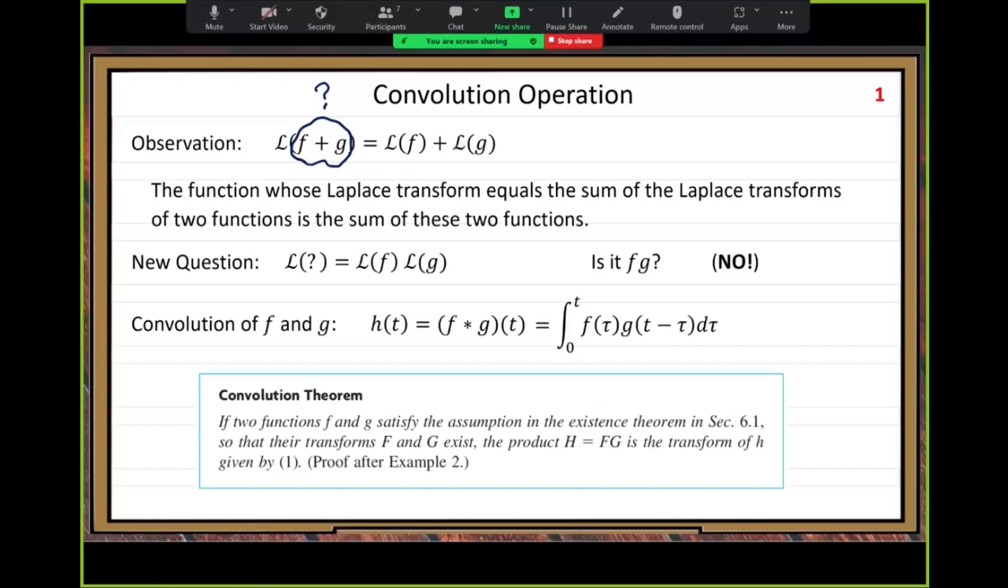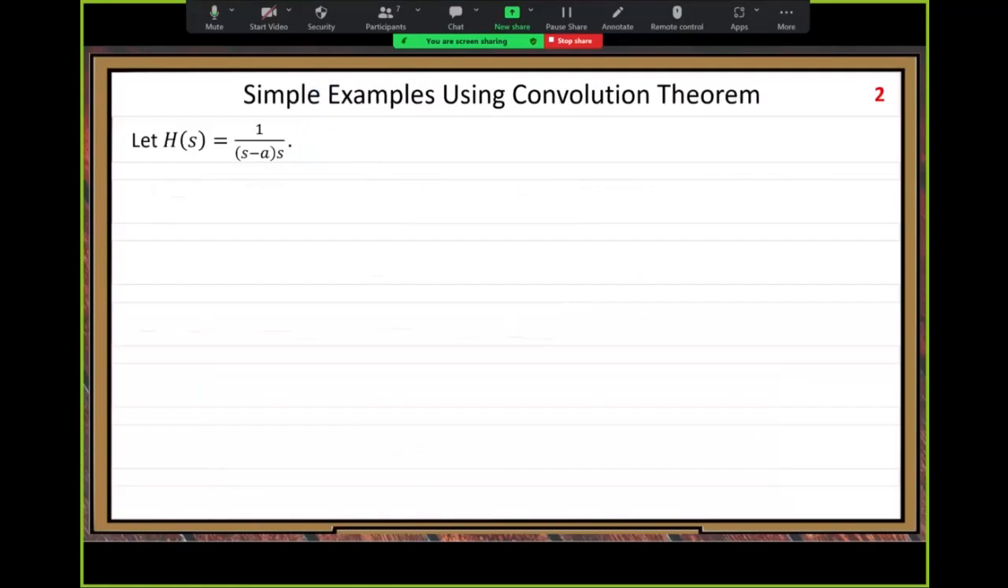So let's practice a little bit to get familiar with convolution. First, capital H equals this function. Although we can use another way to find little h, right? When you see this function, the fraction 1 over the product of s minus a times s, do you have an idea how to find the inverse Laplace transform based on your experience? We have done many examples.